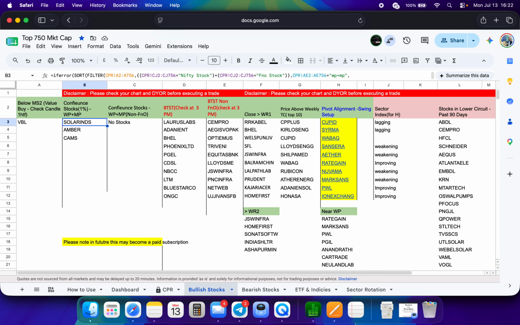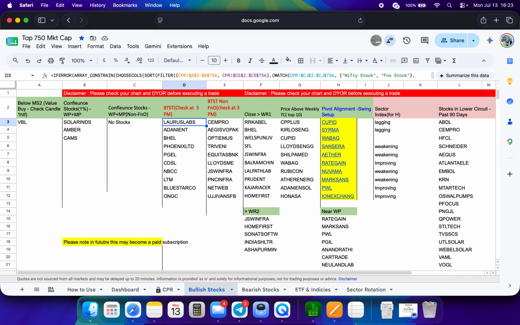Confluence, what is Confluence? Once you read the book, you will get an idea, or else you can Google it, CPR Theory Confluence, so you will get a good idea. Basically, I'll tell you in a nutshell: weekly pivot and monthly pivot, if they are joined together, if they are in proximity of 1%, those stocks are called confluence stocks, and those are basically bullish in nature because they are trading above weekly pivot.